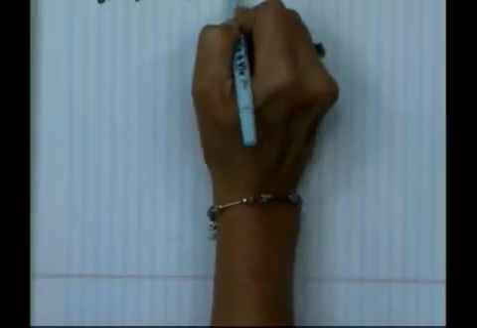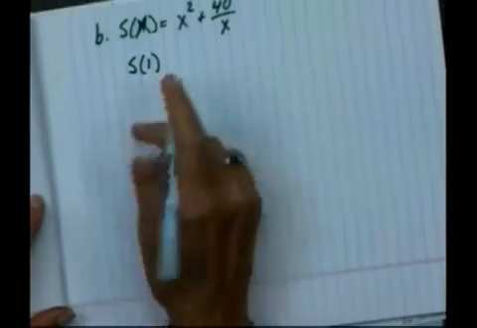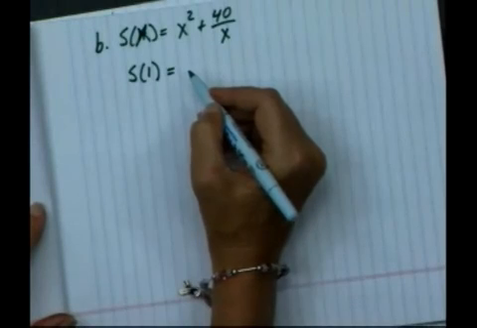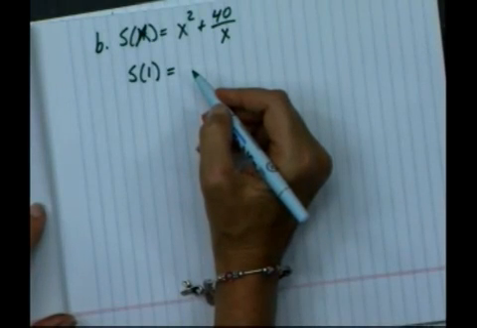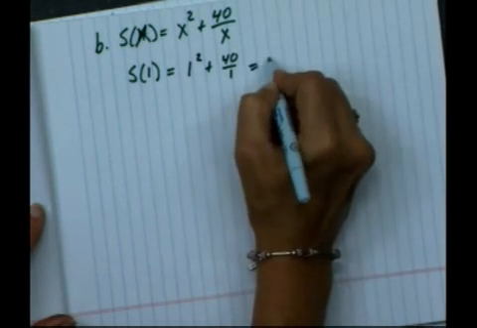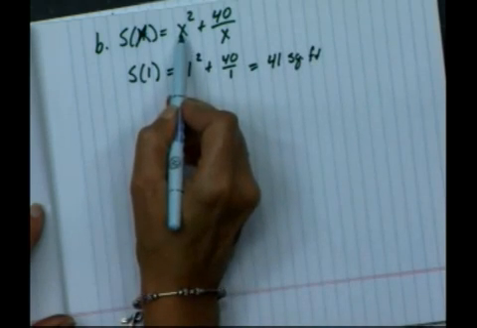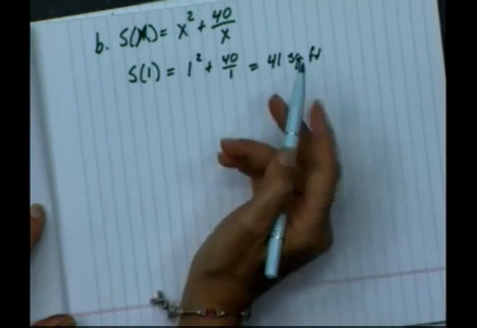B, I'll rewrite: surface area is equal to x squared plus 40 over x. Okay, so part B says when that base, x, is 1 foot by 1 foot, how much surface area? And what's my units going to be for surface area? Feet squared. Square feet, yes. So I'll have 1 squared plus 40 over 1, which is equal to 41 square feet. See, x is feet, so you get square feet, surface area.